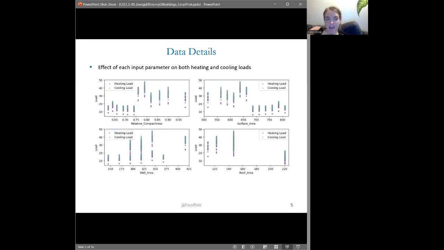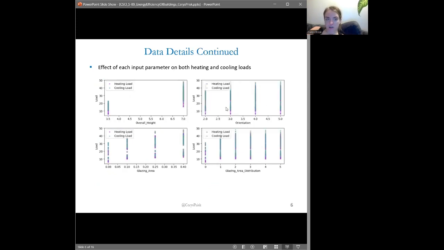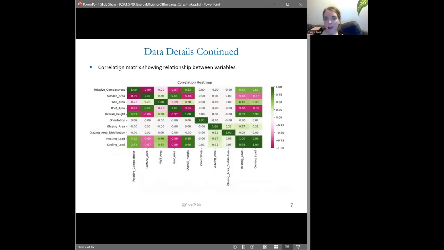So I plotted the effect of each input parameter for each of the output variables. Relative compactness and surface area both showed a sudden change in trend at given points, and orientation showed very little effect on either load. I created a correlation matrix to show the relationship between the variables. This showed that the overall height and roof area were the most influential parameters. And as we saw in the previous graphs, orientation shows little correlation.